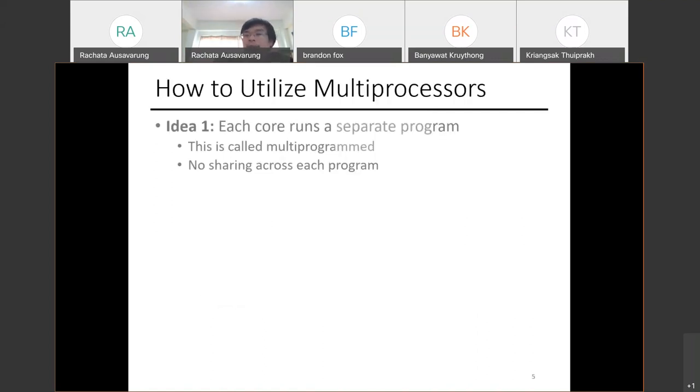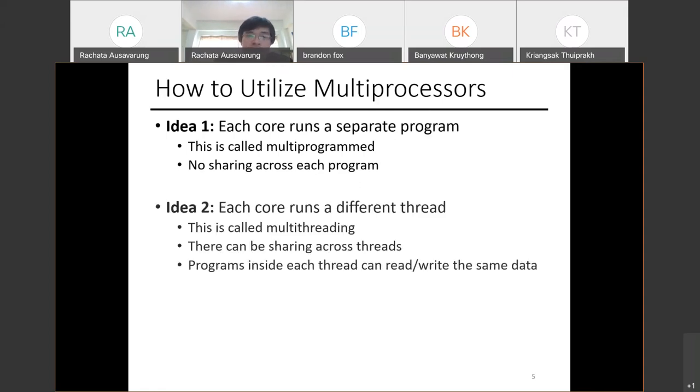How to utilize multiprocessors? Obviously, you can run separate programs on each processor, right? Windows, Chrome, and Microsoft Word and PDF, right? You can run different threads of the same program. Let's say you have a parallel program, you can then use multi-threading to run your program across different processors.